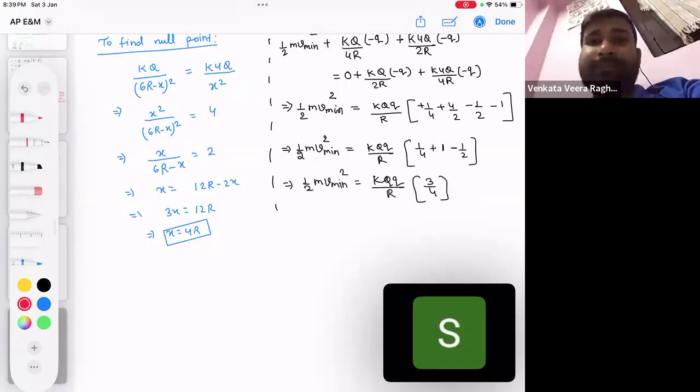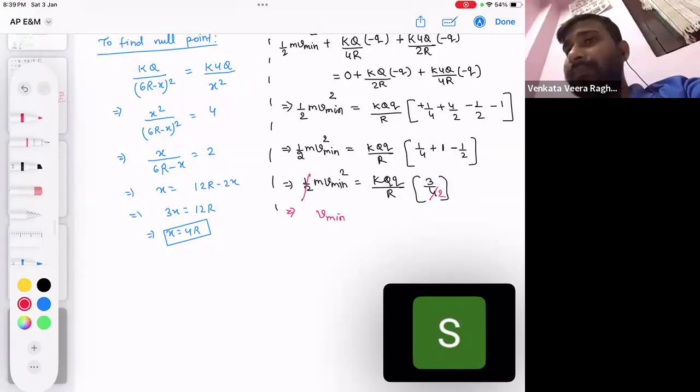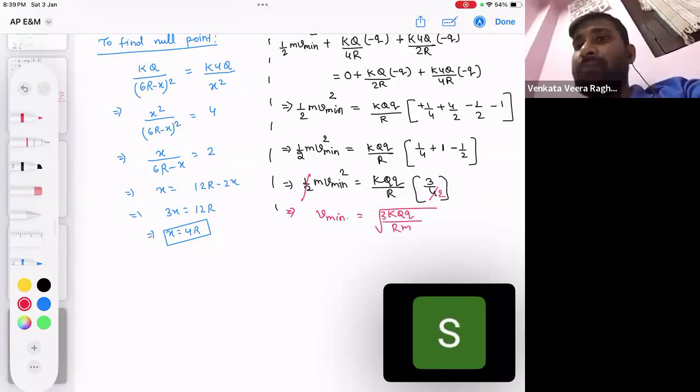So we got our final velocity requirement as how much? Half and 2 got cancelled out. What is the minimum velocity needed now? Under root of 3kq, 3 K capital Q small q by r m2.